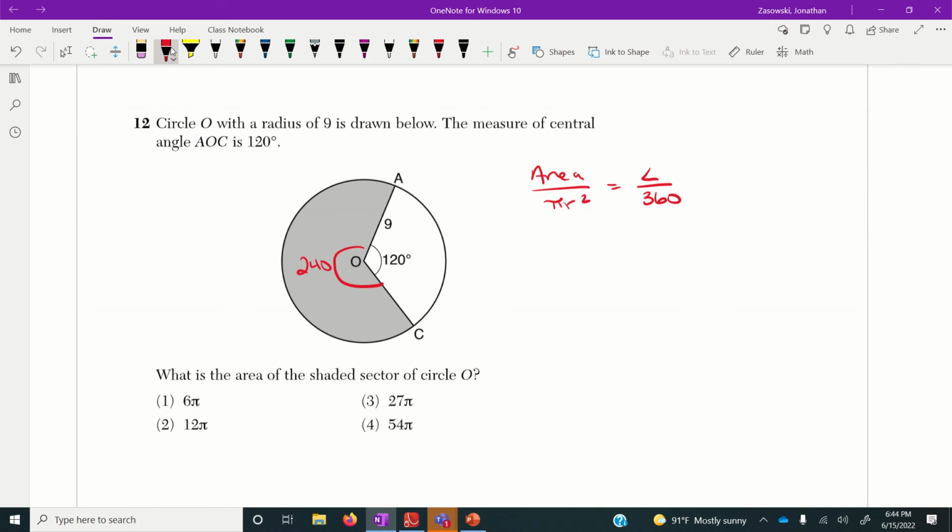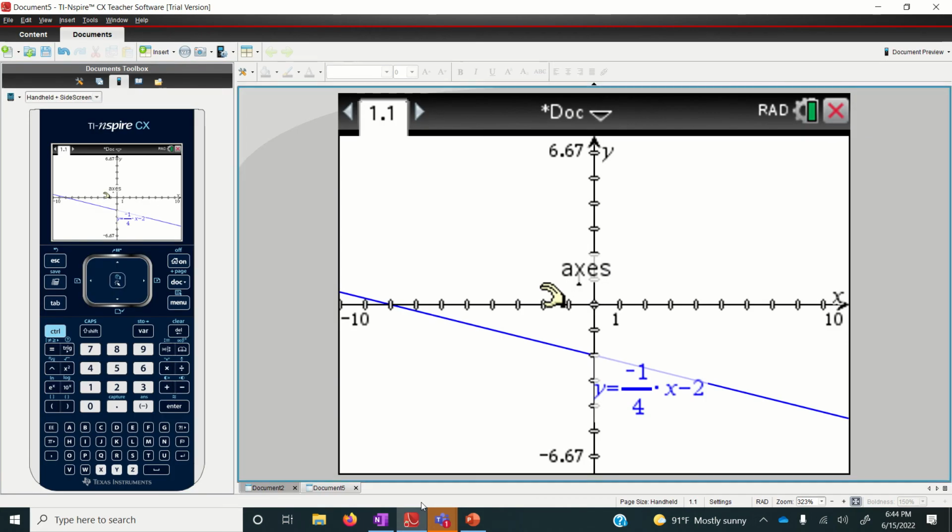And then we're going to cross multiply and solve. So x over pi times 9 squared is equal to 240 over 360. So x over 81 pi. We can type 240 over 360 in our calculator.